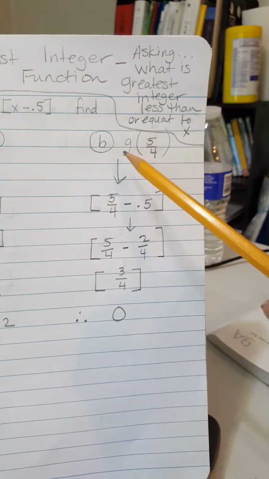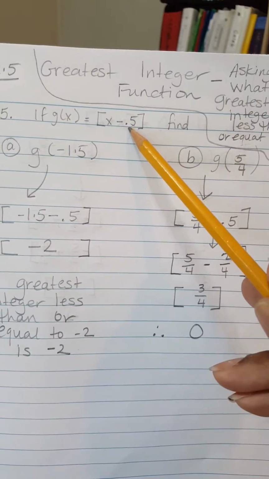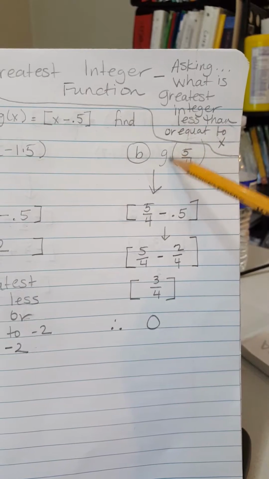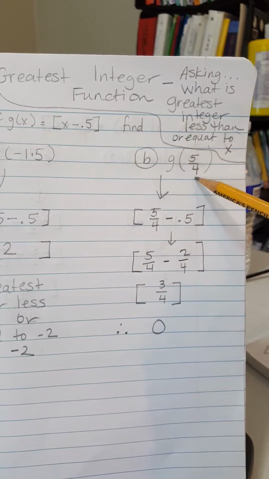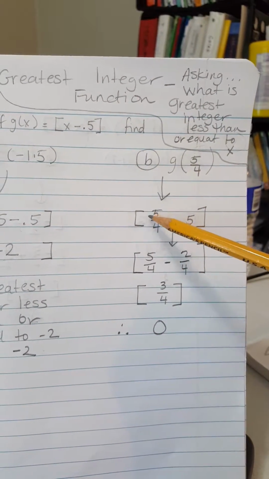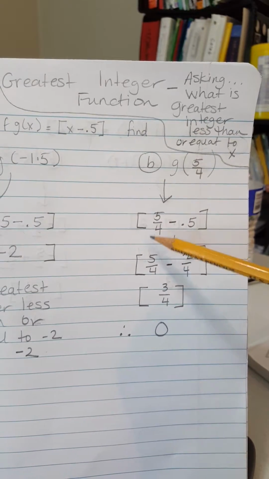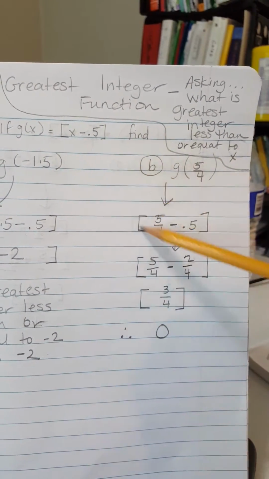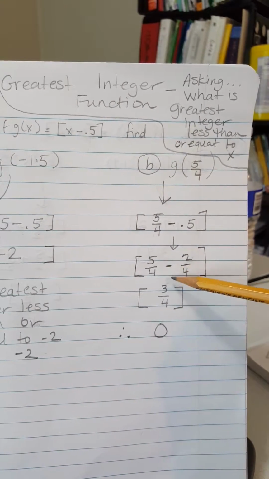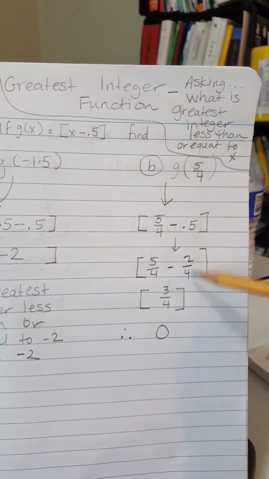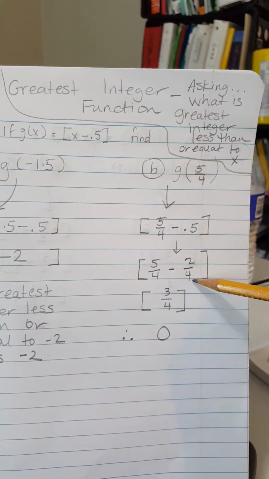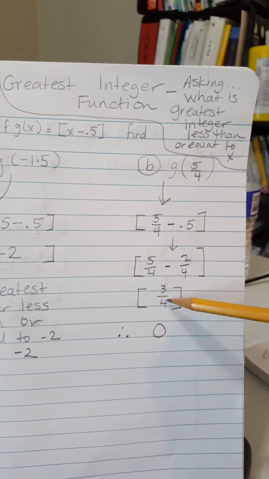Let's evaluate the same function, the greatest integer function of x minus 0.5, where x is 5 over 4. So you plug in 5 over 4 minus 0.5, because that was our original function. And you're going to get 5 over 4 minus 2 over 4. I just changed 0.5 to 2 over 4, same thing, it means 1/2. The answer we get is 3 over 4.